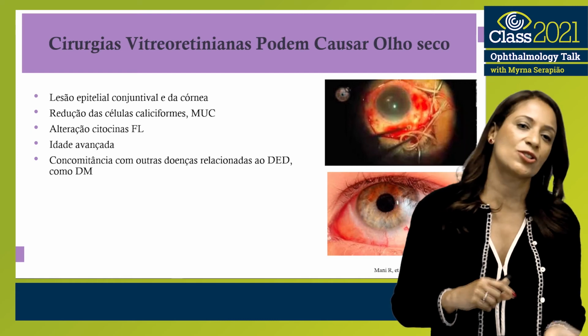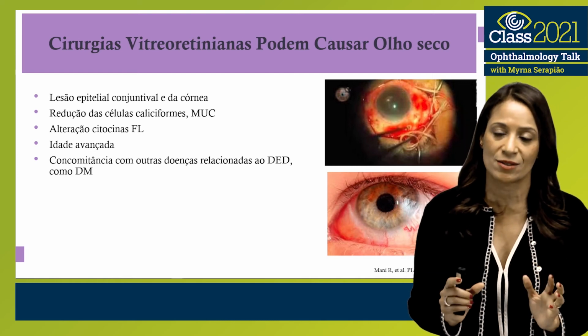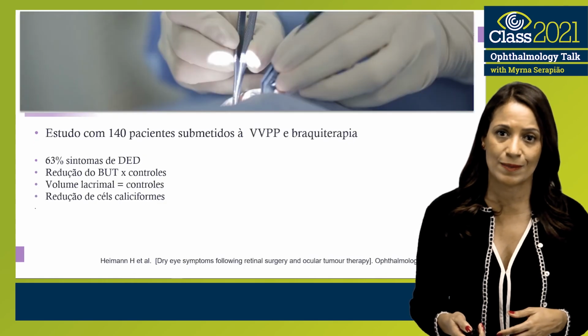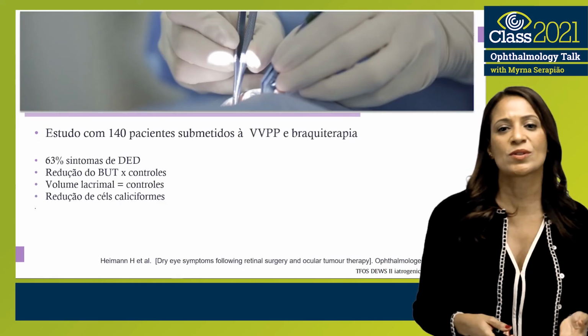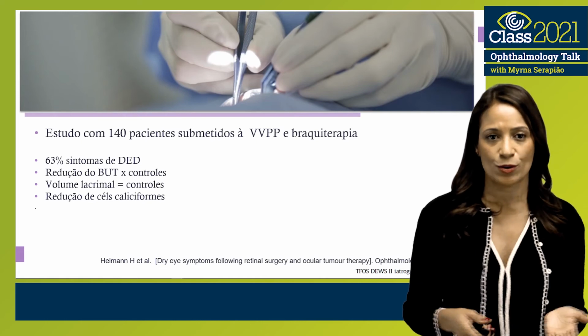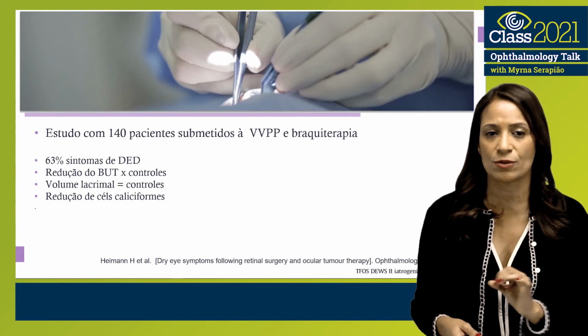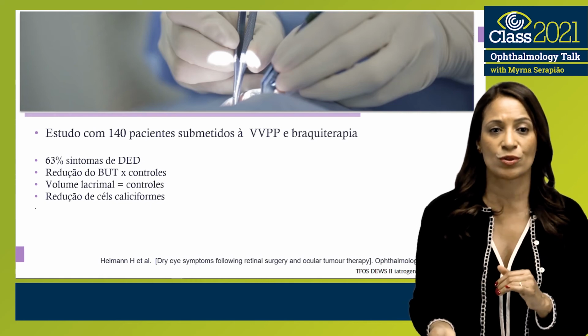In this study, with 140 patients who underwent vitrectomy and brachytherapy, 63% had symptoms compared to a control group. And there was a reduction in the tear film breakup time and a reduction of goblet cells, but we did not observe a decrease in tear film volume.